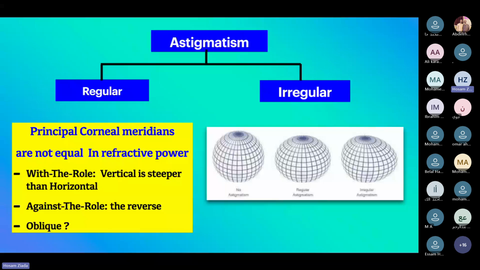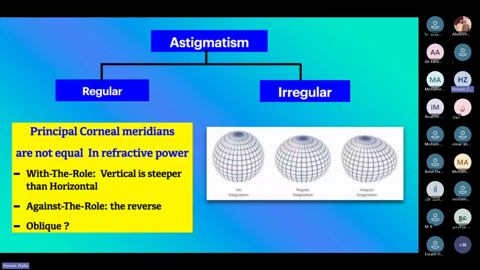What are the principal meridians of the eye? Vertical and horizontal meridians. Regular astigmatism means that the whole vertical and the whole horizontal are not equal, but the whole meridians are the same. All the vertical is the same power, all the horizontal is the same power. But if the lower half or the upper half alone is not equal to the other half of the same meridian, it is called irregular astigmatism, and this is the difference.